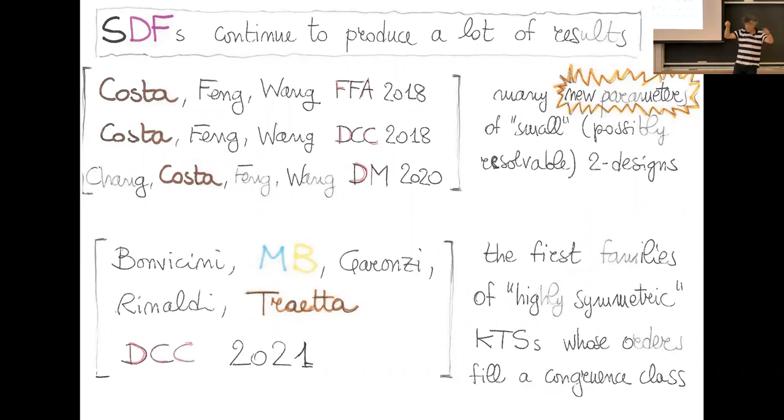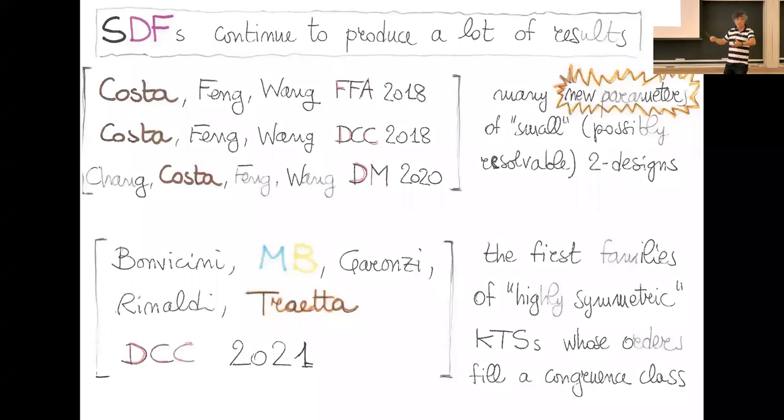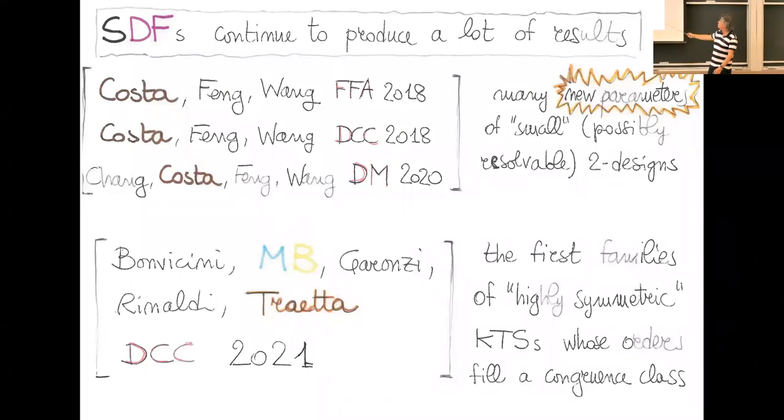You killed me. You are even angry. Now, imagine if I spoke about this paper. Anyway, very, very technical, but I'm very happy. I'm very happy because it is the first family of highly symmetric, you understand what I mean, with a very rich group of automorphisms, of Kirkman triple systems.